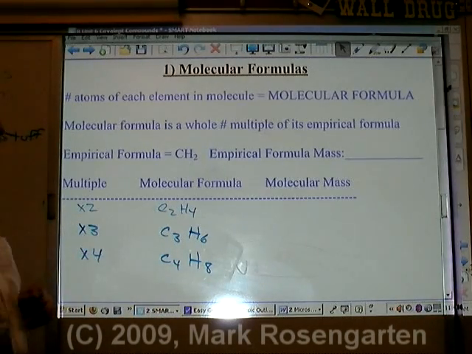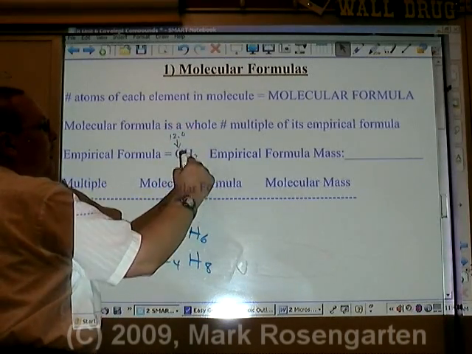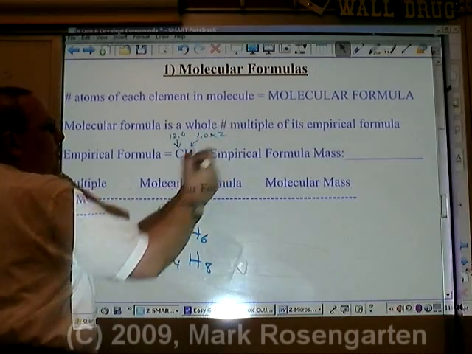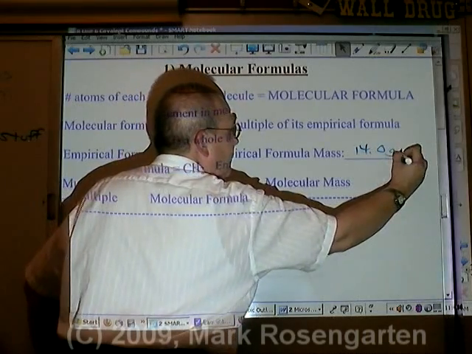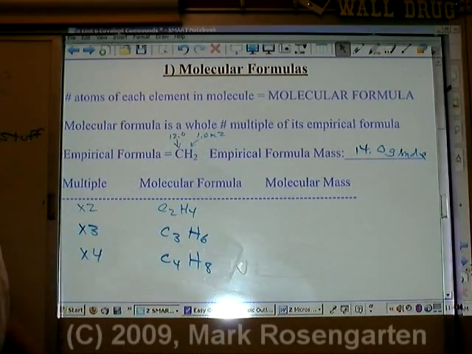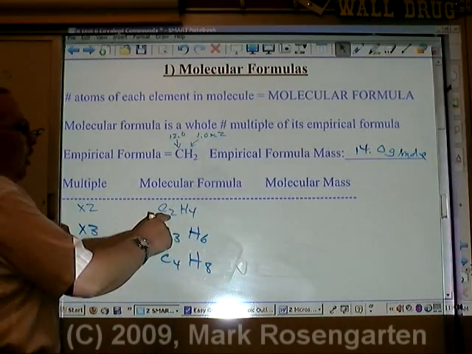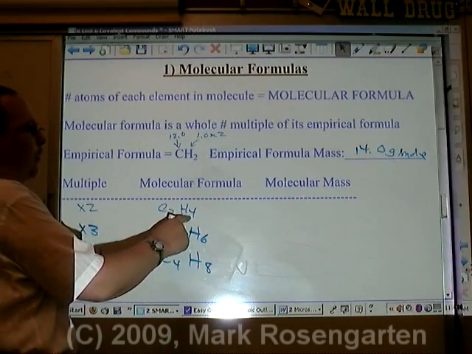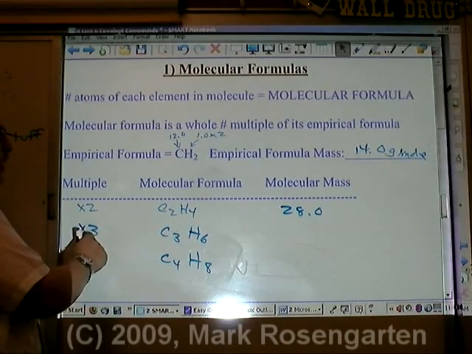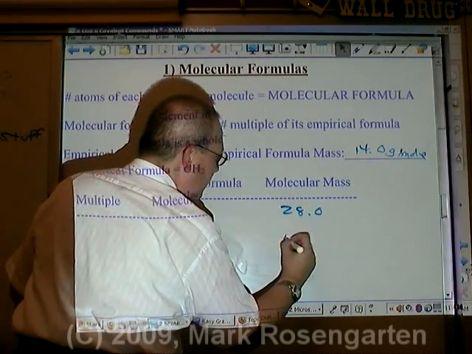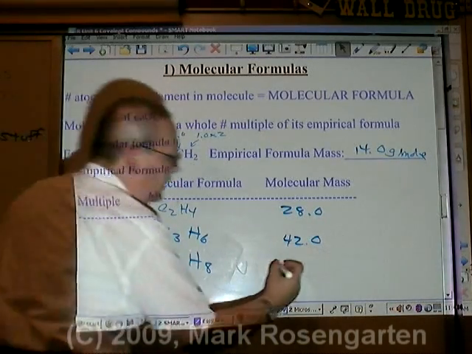a multiple. The empirical formula has a mass. Carbon weighs 12.0. Hydrogen weighs 1.0 times 2 for a total empirical formula mass of 14.0 grams per mole. If it's twice as big, then the molecular mass will be twice as big. 12 times 2 is 24, plus 4 is 28. 3 times as much. 3 times 14 is 42. 4 times 14 is 56.